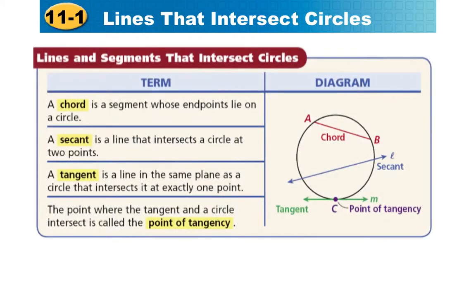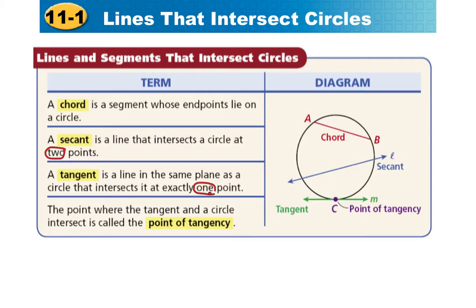Let me go over these terms. First one is a chord: a segment whose endpoints lie on a circle, highlighted there in red. The second term is a secant: a line that intersects a circle at 2 points, highlighted there in blue. And a tangent is a line in the same plane as a circle that intersects it at exactly 1 point. This is very important to understand. They intersect at exactly 1 point, unlike the secant, which intersects at 2 points.